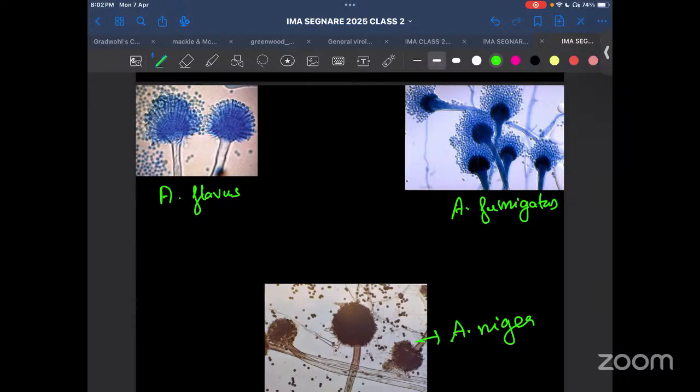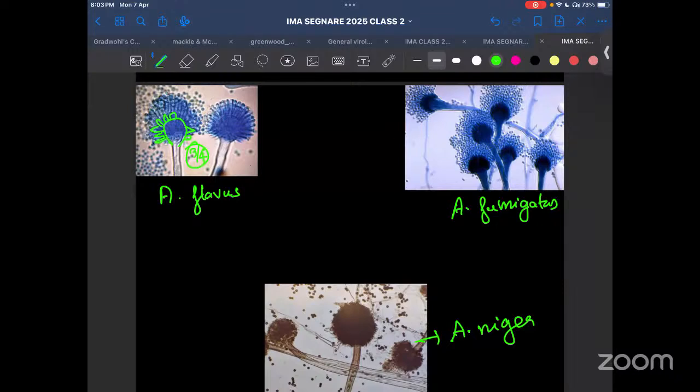And how do you differentiate these species? See, it may not be required at your level to differentiate the species, but I will tell you. This structure is known as vesicle. And see, the conidia generating structures are known as phialides. You can see here that the phialides cover 3/4 of the vesicle.